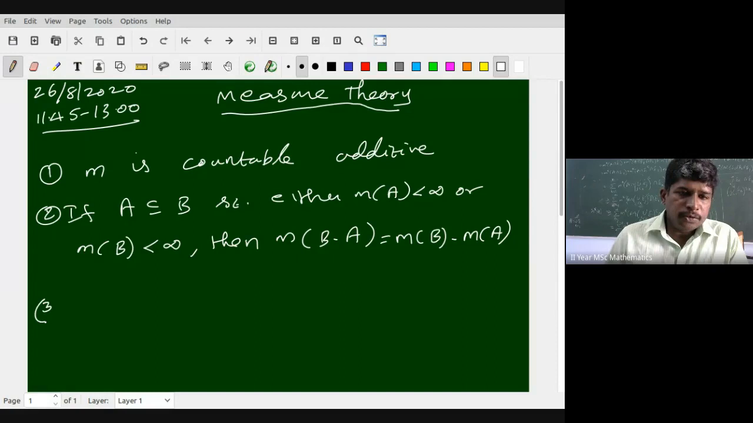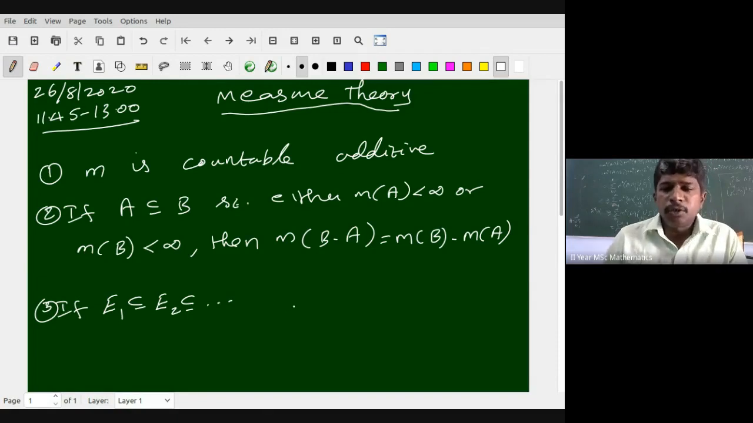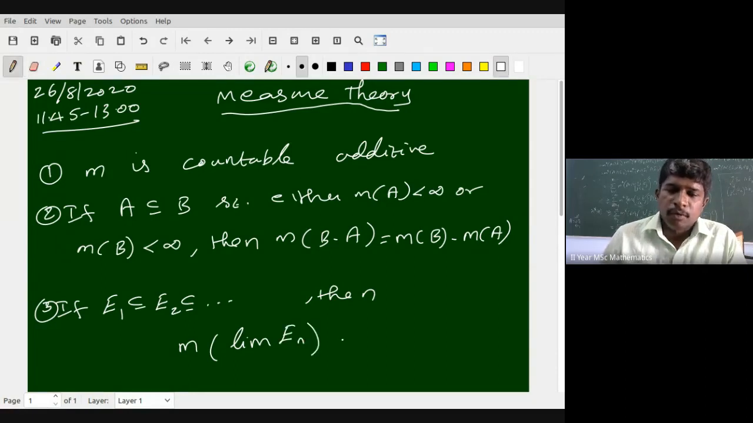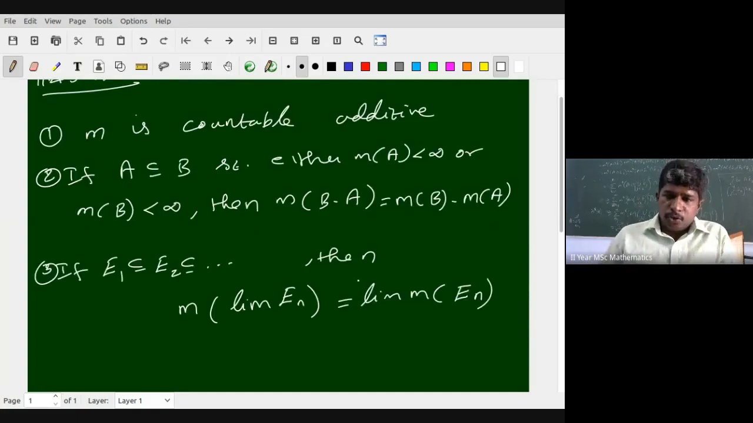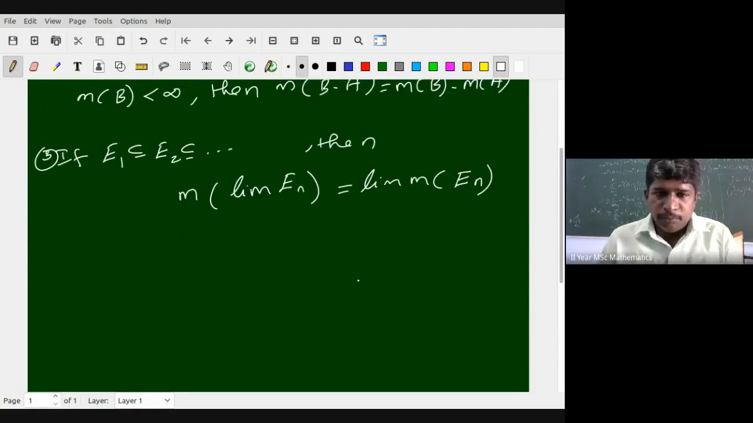The third one is, if E1, E2 and so on is a sequence of measurable sets, then M of limit En equals limit M of En. So the limit appearing on the left side is the set limit, and the limit appearing on the right side is the limit of the sequence of real numbers.